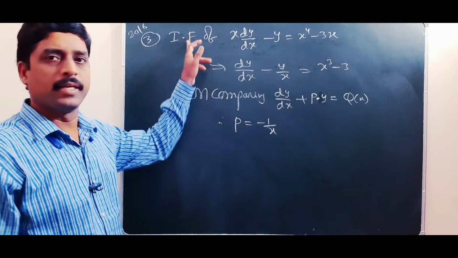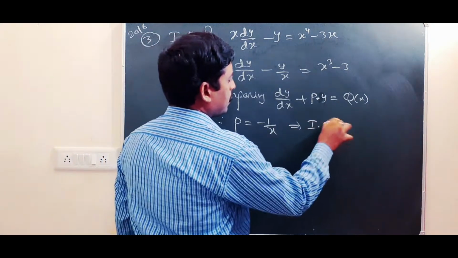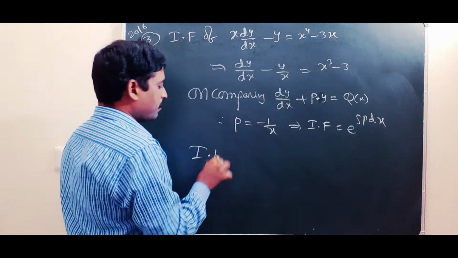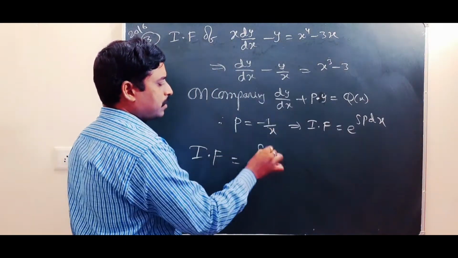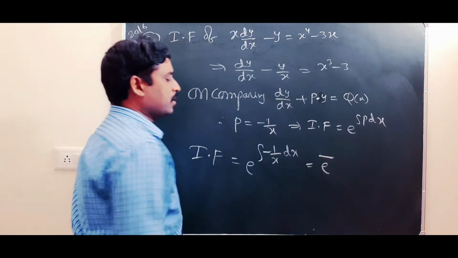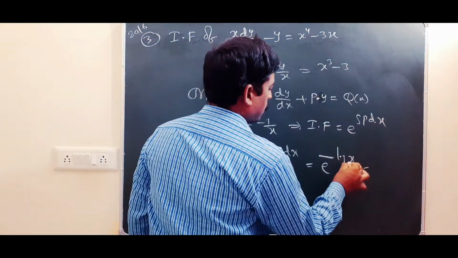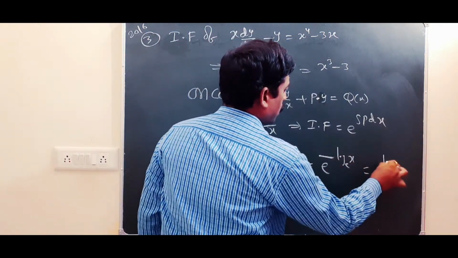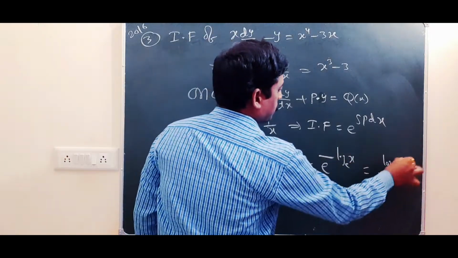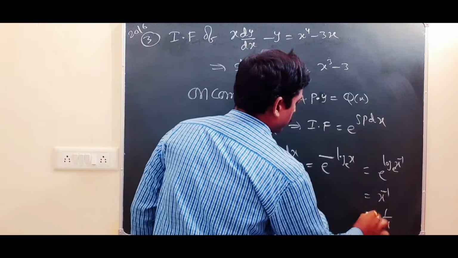Our target is the integrating factor. We have the integrating factor formula e to the power integral p dx. Therefore the integrating factor is e to the power integral of minus 1 by x dx, which is e to the power minus log x. Taking the minus 1 into the power, log x inverse base e is nothing but x inverse, which is nothing but 1 by x.